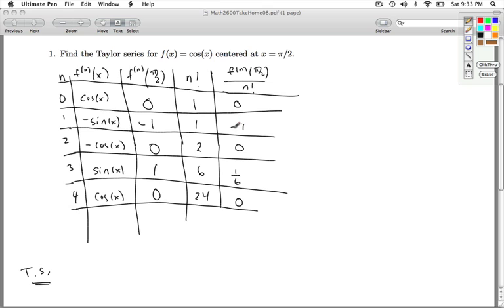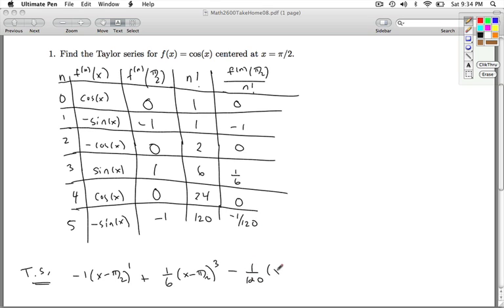And so let's see what this gives us for our Taylor series. So we ignore the first term. The first non-zero thing we get is negative 1, so we get negative 1 times x minus pi over 2 to the first power, plus 1/6 times x minus pi over 2 to the third power. We'll do one more here, 5, just to get the flavor of it: minus 1 over 120, x minus pi over 2 to the 5th, and so on.